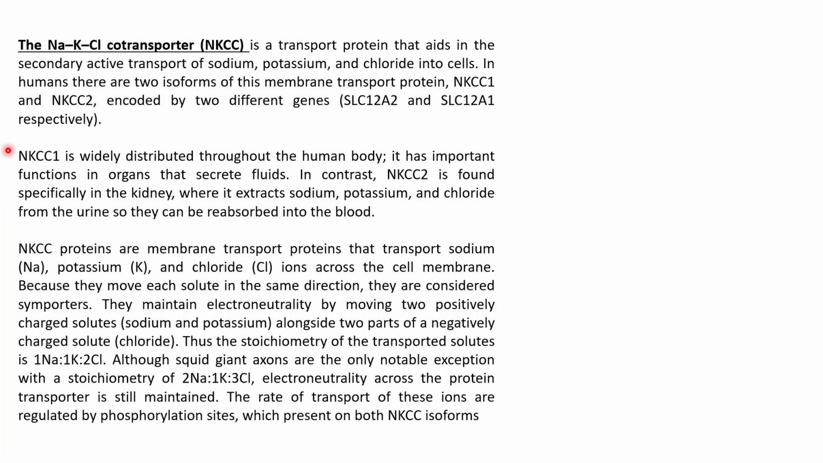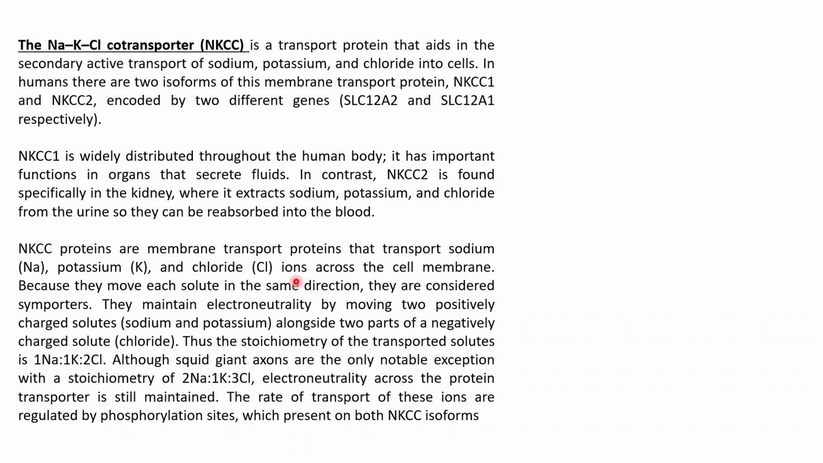NKCC1 particularly is widely distributed throughout the body and is very, very important, particularly in organs that secrete fluids, right? In contrast, you have NKCC2, which is found specifically in the kidney, where it extracts sodium, potassium, and chloride from the urine for reabsorption into the blood, right? So NKCC2 is the one that we are dealing with currently because that is the one that is specific to the kidney, right? So NKCC proteins are membrane transport proteins, right?